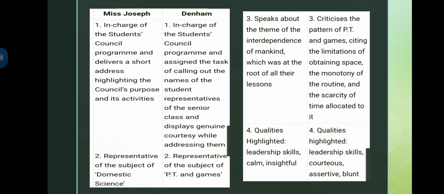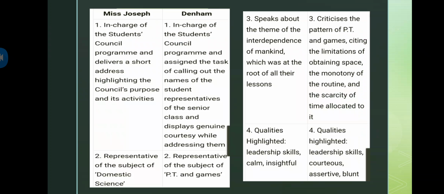And then Miss Joseph was representative of the subject of domestic science, and Denham was representative of the subject of PT and games. Miss Joseph speaks about the theme of the interdependence of mankind, which was at the root of all their lessons. And Denham criticizes the patterns of PT and games, citing the limitations of obtaining space, the monotony of the routine, and the scarcity of time allocated to it.